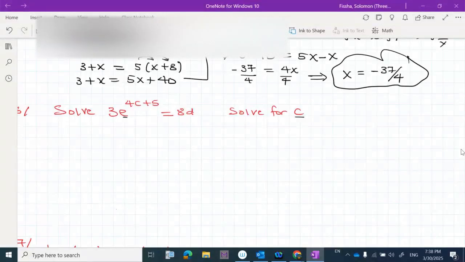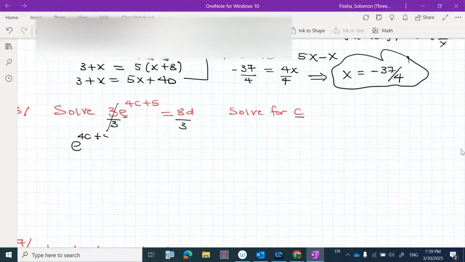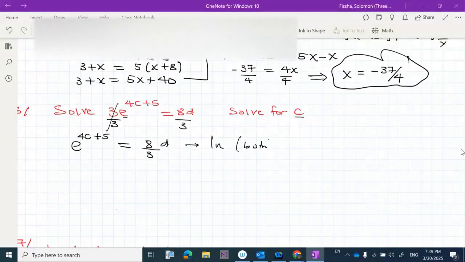So to get to c, I have to just clear everything around c. So divide by 3. This will cancel, giving e to the power of 4c plus 5 equals 8 over 3d. Now remember, when you have e with an exponent, 4c plus 5, and I want to bring this 4c plus 5 down, I have to multiply both sides by ln.